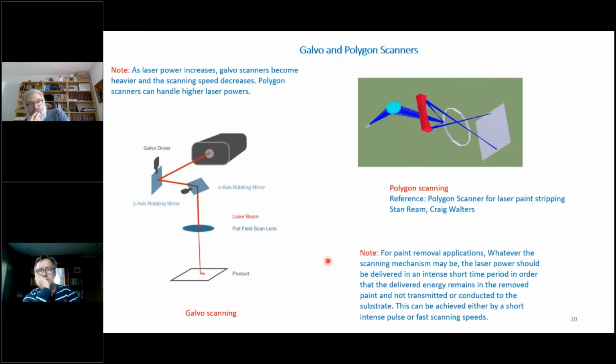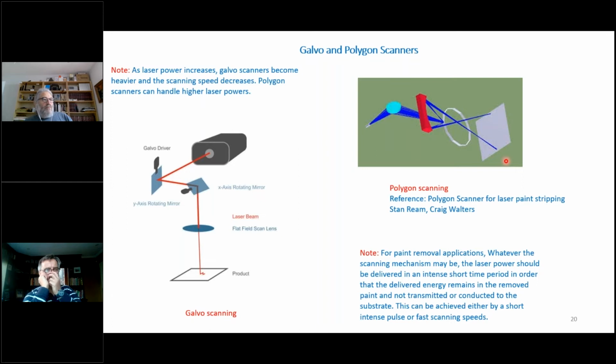Here's also a comparison of Galvo and Polygon scanners. Normally lasers have Galvo scanners with two mirrors. One of them is rotating, one is stationary, and this is how it works for lower power lasers, including our 100-watt laser. But when you want to increase the power of the laser, these galvos become heavier and heavier and slow down, so you cannot scan as fast. In order to overcome this drawback, the Polygon scanner has been used, which you can see over here. It has multiple facets and it rotates very fast. Basically we shine the light and it scans the light.